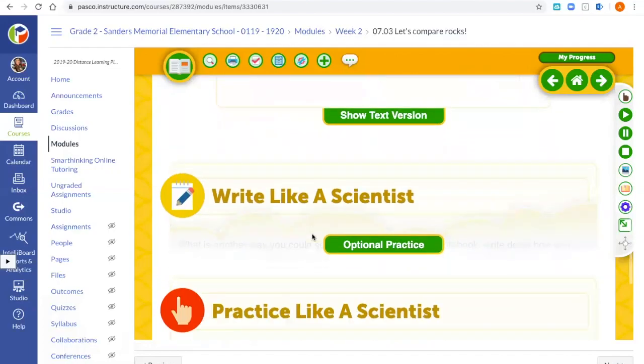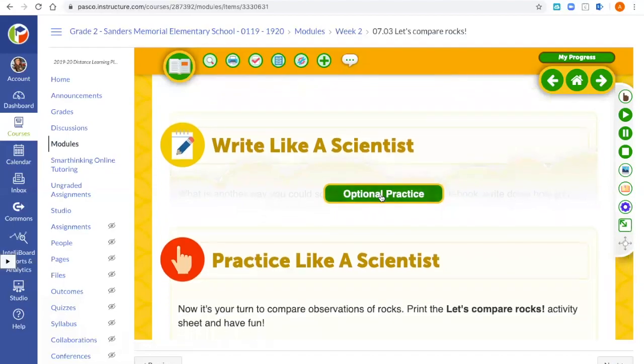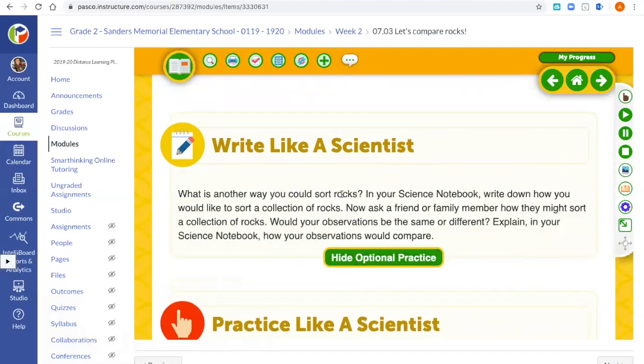Write like a scientist. Optional practice. What is another way you could sort rocks? In your science notebook, write down how you would like to sort a collection of rocks. Now, ask a friend or family member how they might sort a collection of rocks. Would your observations be the same or different? Explain in your science notebook how your observations would compare. Here you may pause the video and take a moment to write down your answer.